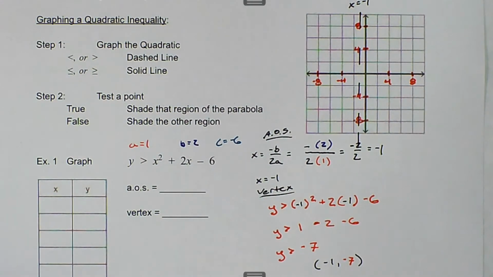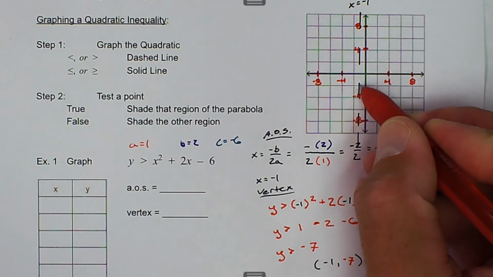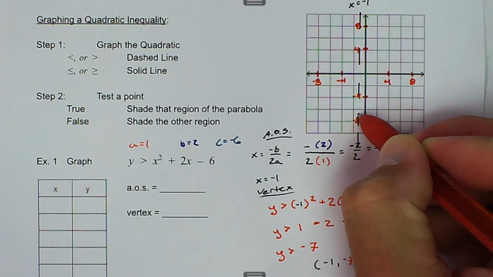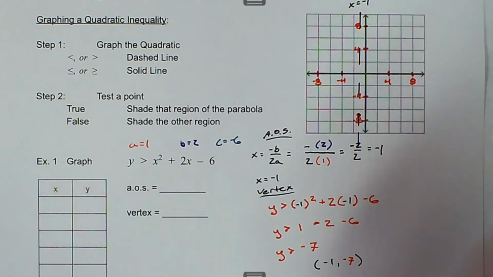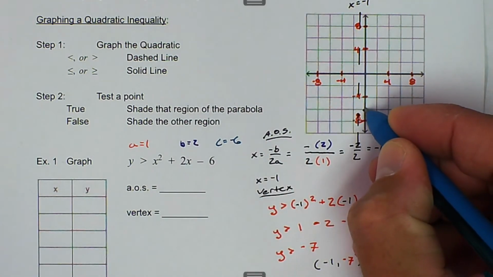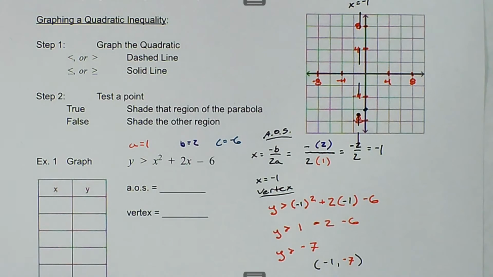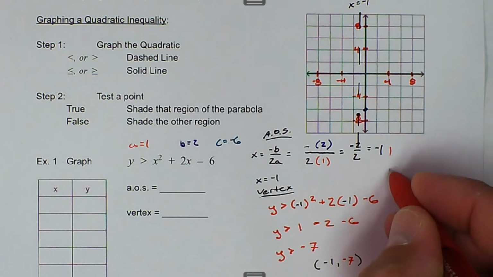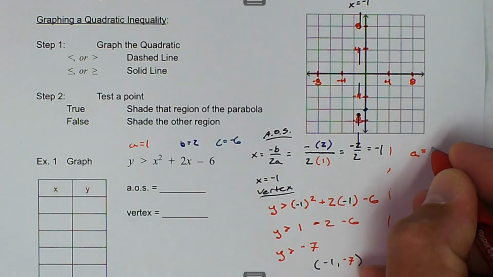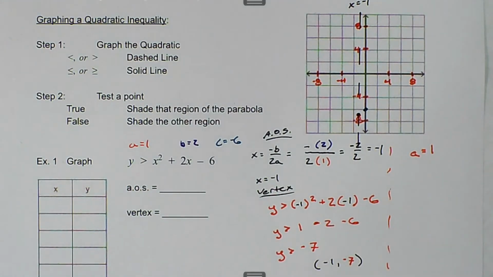So we can go ahead and plot that point. Negative 1 is right on the axis of symmetry, and negative 7 is between negative 6 and negative 8. So put the point right there. And we also know that we have our y-intercept at negative 6, so I'll plot that point right there. One other thing that we know is that the a value is equal to 1, so this is going to be just like our parent function.